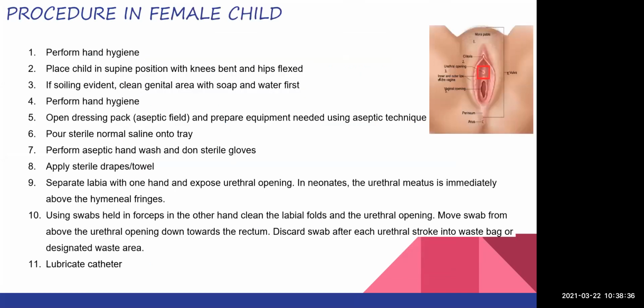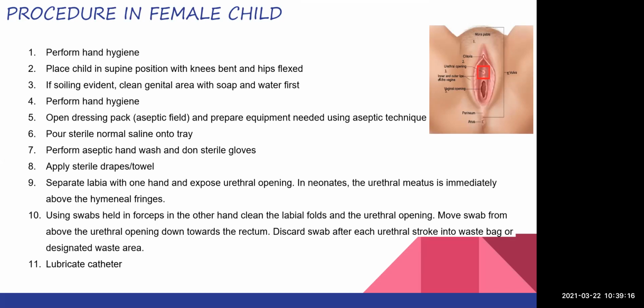Okay. So the procedure differs between a male child and a female child, but the initial steps and the final steps are not that different. Okay, so first we have to perform hand hygiene. Place the child in supine position with knees bent and hips flexed. And if there is soiling, we have to clean the genital area first with soap and water. And then we perform hand hygiene again. So open the dressing pack and prepare the equipment as needed using aseptic technique. We pour sterile normal saline onto the tray and perform aseptic hand wash and don sterile gloves. So apply sterile drapes and towel on the patient.